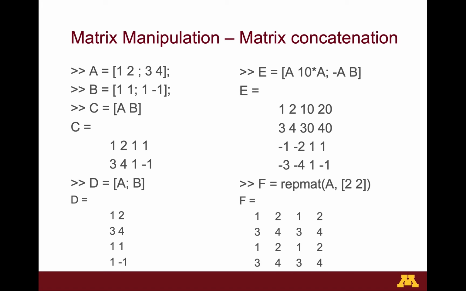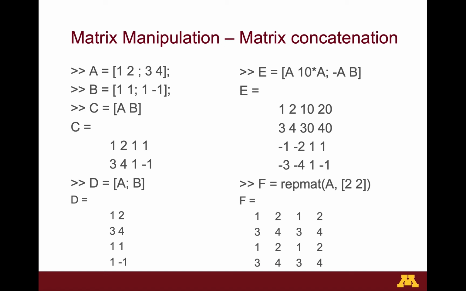And next, matrix concatenation. By its name, we know it's about adding up things or expand things by concatenation. So here we give two example matrices. A = [1 2; 3 4], and B = [1 1; 1 -1]. C is a concatenation of A and B in the row dimension. And D is the concatenation of A and B in the column dimension.